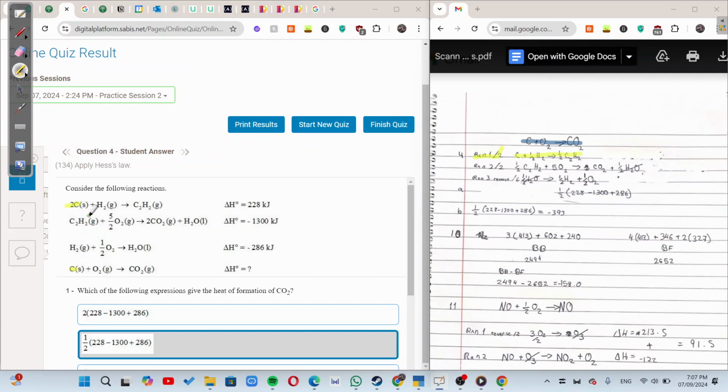Now for reaction 2. In reaction 2, you can get the CO2 out of it. So to get the CO2, you need to divide your whole equation by 2 again. So all of this, again, divided by 2. So half C2H2 plus 5O2 gives you CO2 plus half H2O. You're going to ask me why the half H2O is crossed out. You're going to see in a minute.